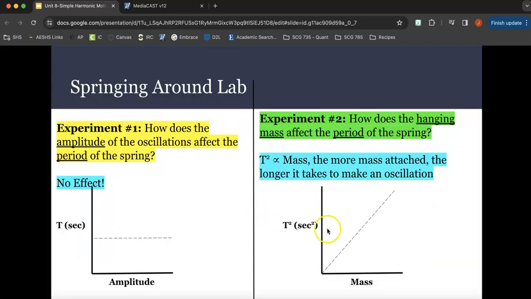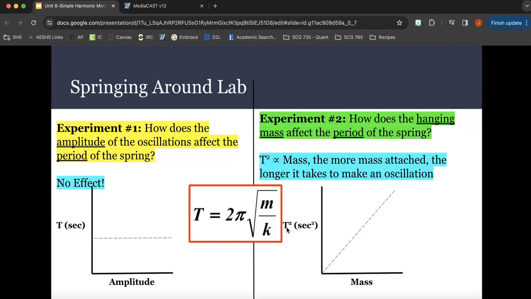Okay, so just to recap, experiment 1, amplitude does not affect the period of the spring. Experiment number 2, the hanging mass is proportional to the square of the period. And this is the equation on the equation sheet that describes both of those relationships.